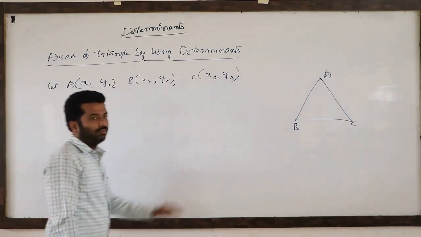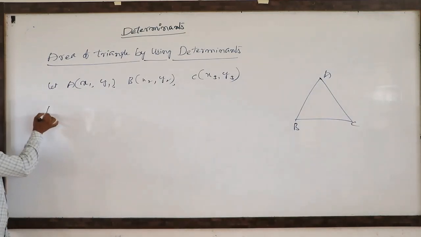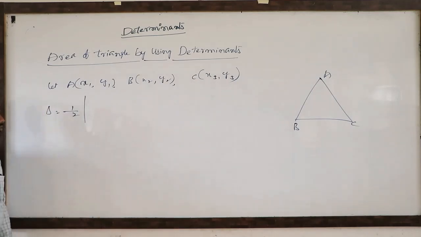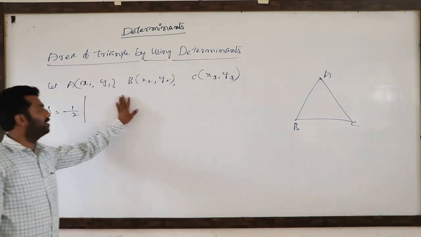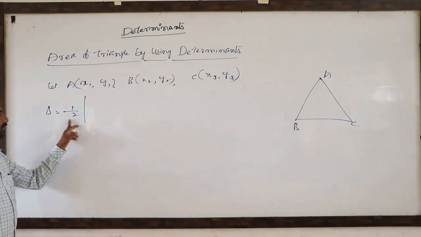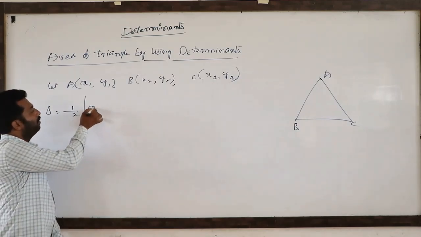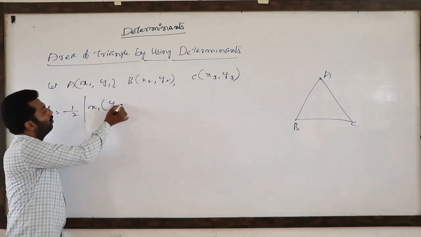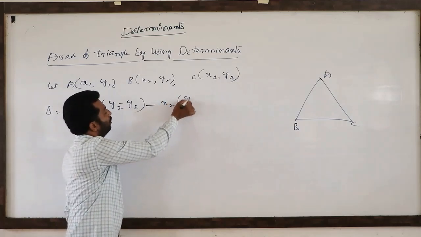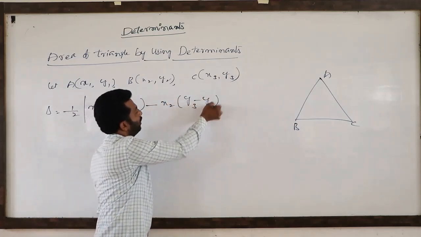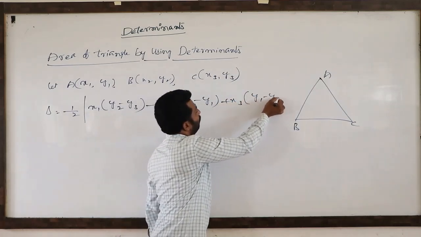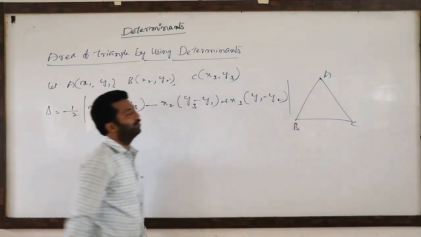Then what is the area of the triangle? Suppose the area of the triangle is delta. You already learned the area of a triangle when three vertices are given in analytical geometry. The area is half into modulus of x1 into (y2 minus y3) minus x2 into (y3 minus y1) plus x3 into (y1 minus y2) square units.